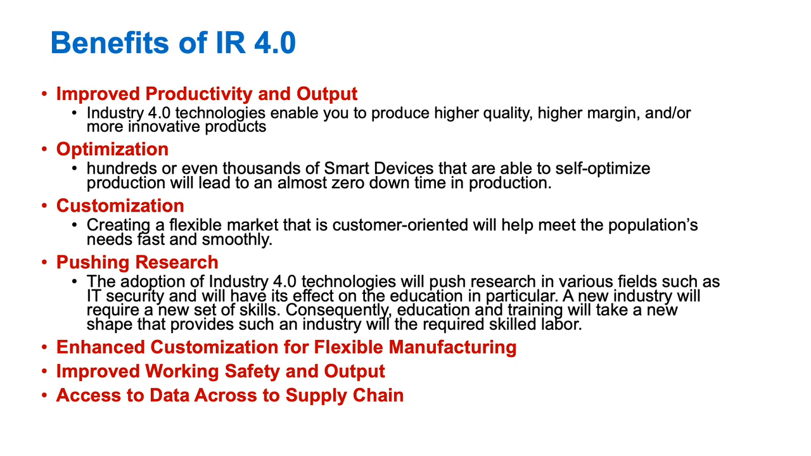Based on what we have learned so far and the explanation on the 9 pillars of Industry 4.0, we can see that IR 4.0 has a lot of benefits. In terms of improved productivity and output, Industry 4.0 technologies enable you to produce higher quality, higher margin, and more innovative products. It can also maximize optimization, where hundreds or even thousands of smart devices are able to self-optimize, which will lead to almost zero downtime in production.